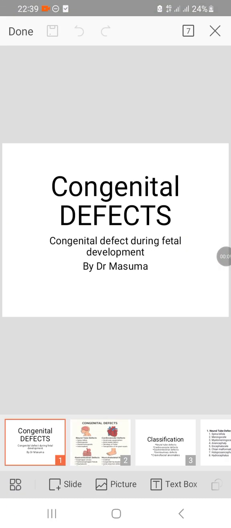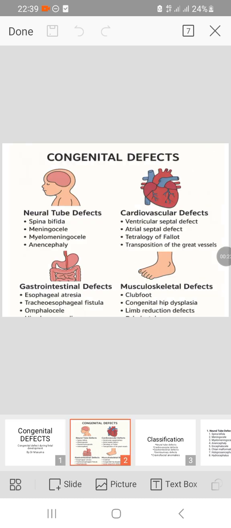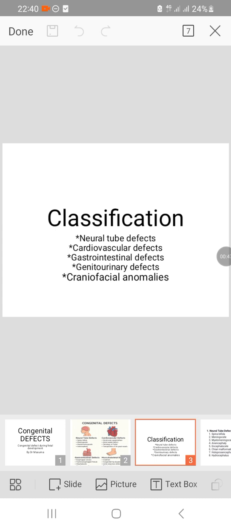So today we're going to focus on the topic of congenital defects during fetal development. Congenital defects are classified into neural tube defects, cardiovascular defects, gastrointestinal defects, and musculoskeletal defects. Firstly, in part 1 of this video, we are going to focus on the neural tube defects.